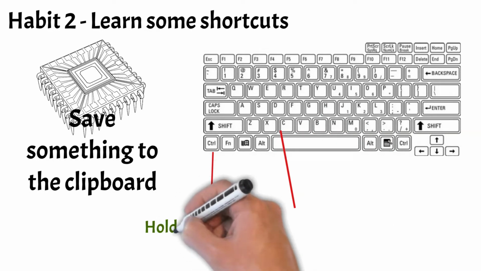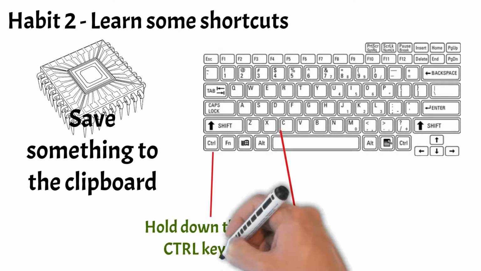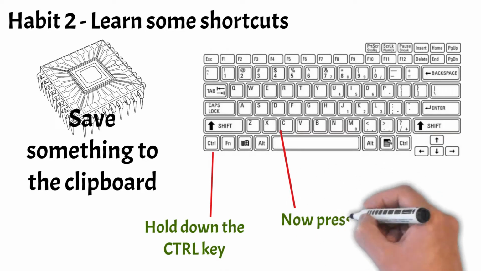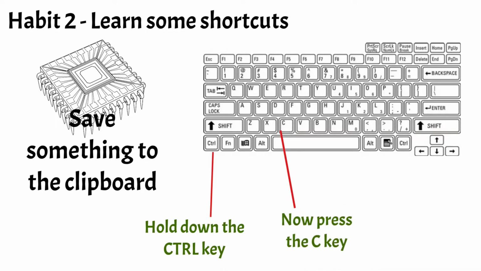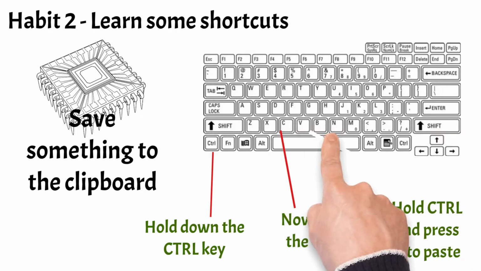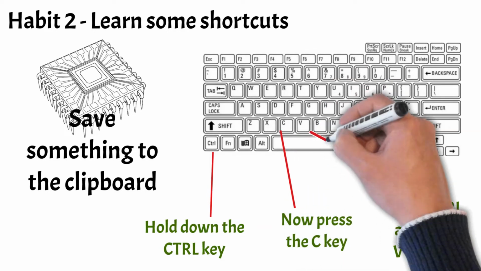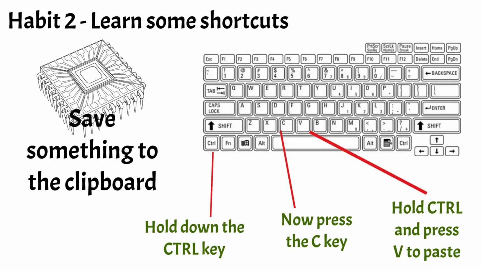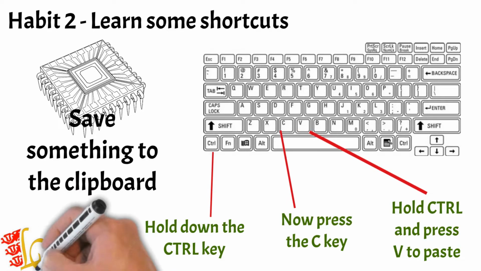But I don't have to use the menu here. What I can actually do is just hold down the Control key and press the letter C. I've got to hold the Control key down the whole time. Now I want to paste that from the clipboard. I just hold down the Control key and press the letter V. I can do this from copying images from the internet or text from one document to another.